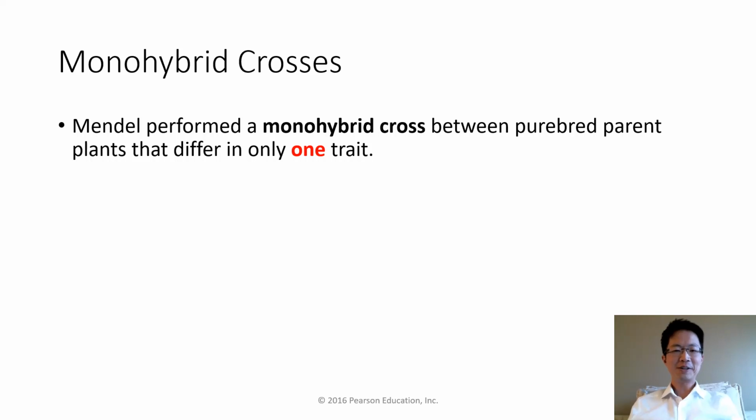Okay, more terms. What is a monohybrid cross? Monohybrid cross means that it's only one trait. Mono means one. This is what Mendel initially did. He only looked at one trait at a time and then did the crossing. So the purebred parent, he only focused on one trait, and then studied the changes of that particular trait in the F1 generation and also in the F2 generation.